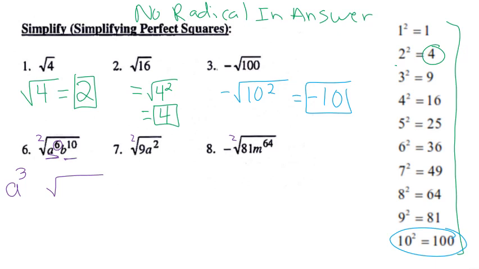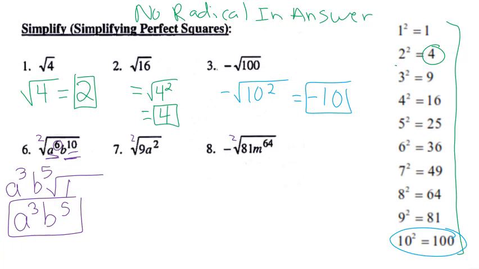Same thing with b to the 10th. 2 goes into 10 5 times. And I don't have any remainder in here, so it's almost like there's a 1 here. So my answer would be a to the 3rd, b to the 5th. It's really like taking those exponents and just dividing them by 2. And since we have no remainder, there's nothing left in the radical.